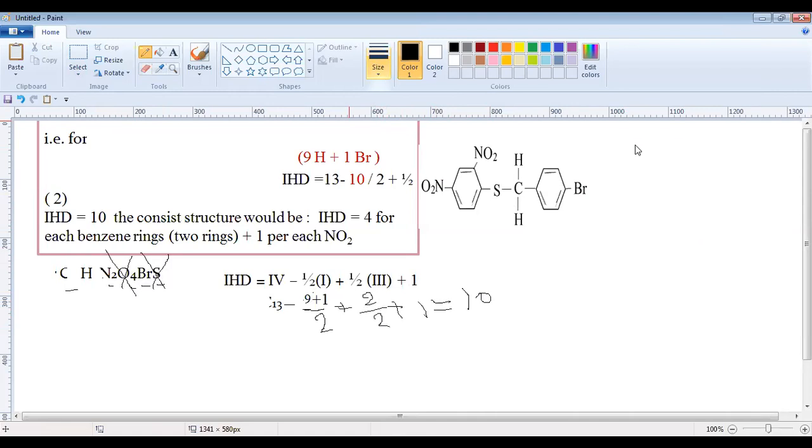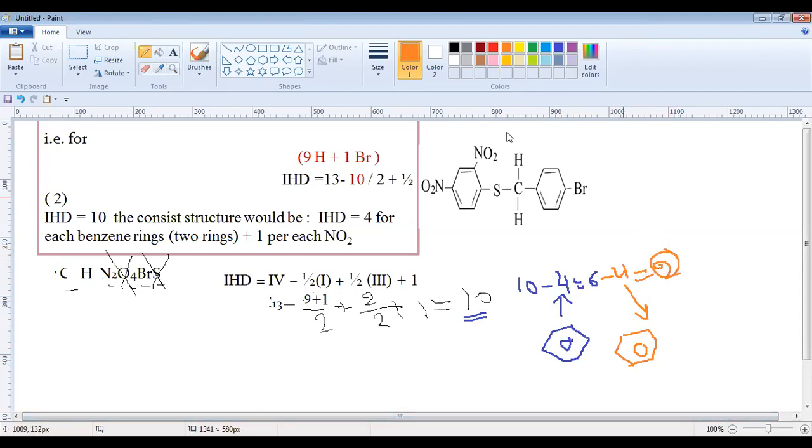Now, I'm going to think. How many 4 within 10? 10 minus 4 is equal to 6. That means I have a benzene ring. Now, within 6, I can get another 4. That means I have another benzene ring, equal to 2.